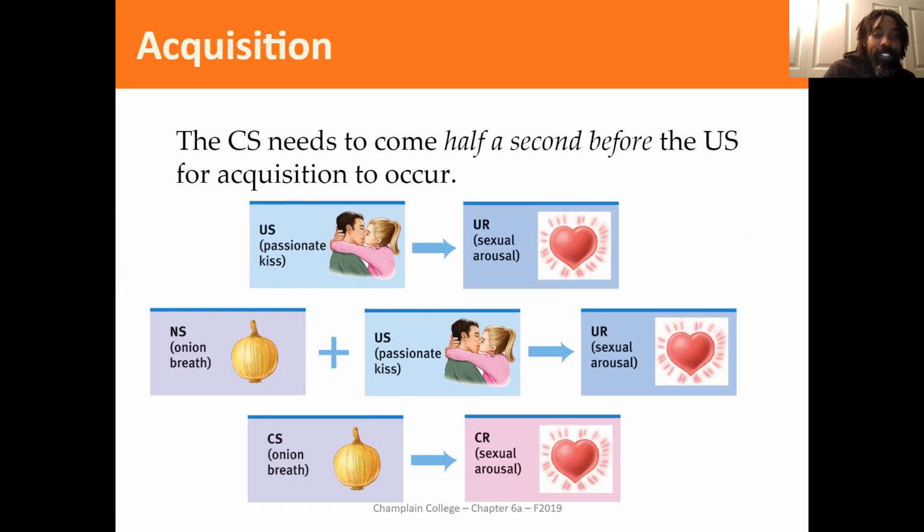So what happens is you experience onion breath a half second before passionate kissing occurs, and you still have the unconditioned response of sexual arousal. Over time of this pairing, acquisition happens, and now you can just have the onion breath be the conditioned stimulus, so smelling onion breath, and now you'll have a conditioned response, which is sexual arousal. Let's move forward.